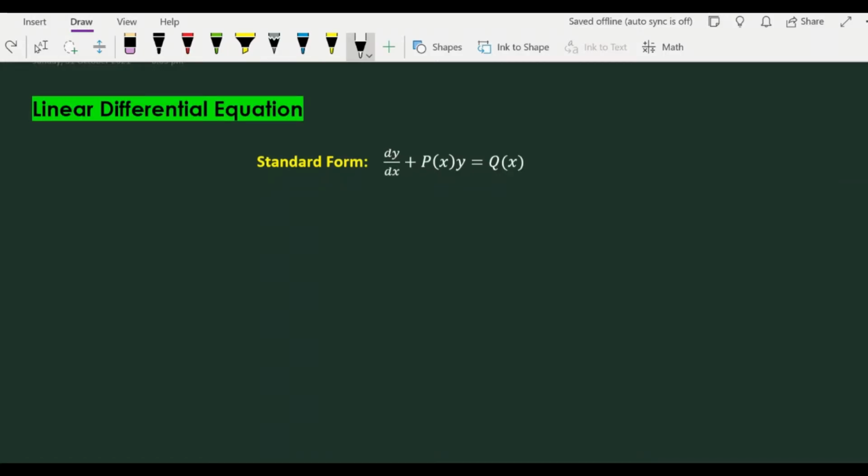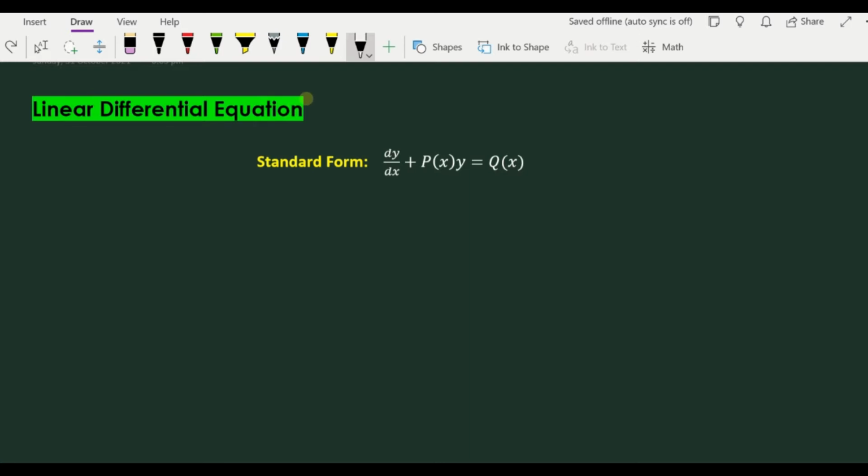So, sa video na to, magsosolve naman tayo ng mga linear differential equation. Ang linear differential equation ay yung mga differential equation na nasa form na dy over dx plus p of x times y equals q of x. Okay? So, kung yung differential equation may i-transform mo in this form, so that equation is a linear differential equation.